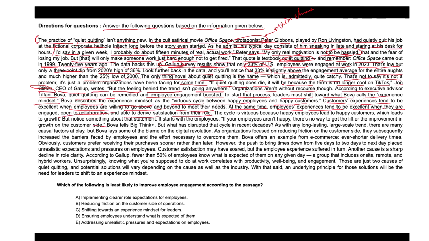The cycle is virtuous because happy employees lead to happy customers, which leads to growth. But notice something about that statement. It starts with the employees. If your employees are not happy, there is no way to get the lift or the improvement in growth on the customer side. Bova tells a big thing, but what had disrupted that cycle in recent decades?